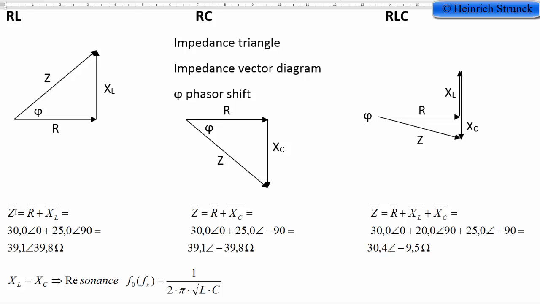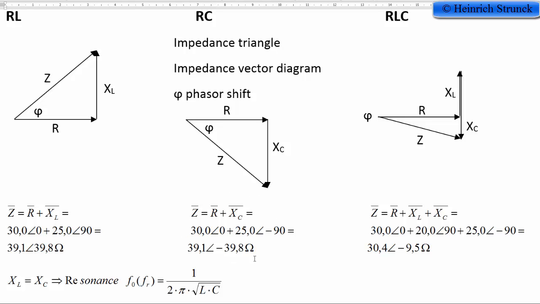When we look at the calculation, we can see here the impedance for R and L. We have a resistance plus a reactance added as vectors. For example, if we have a resistance of 30 ohm at an angle of 0 degrees and a reactance of the inductor of 25 ohm at positive 90 degrees, then we get a total of 39.1 ohm at an angle of positive 39.8 degrees.